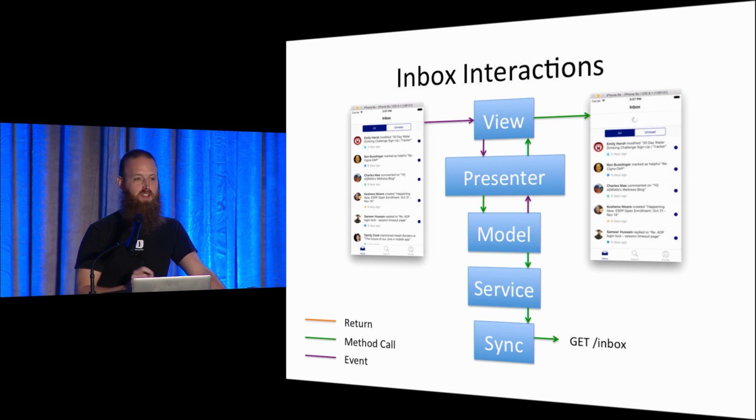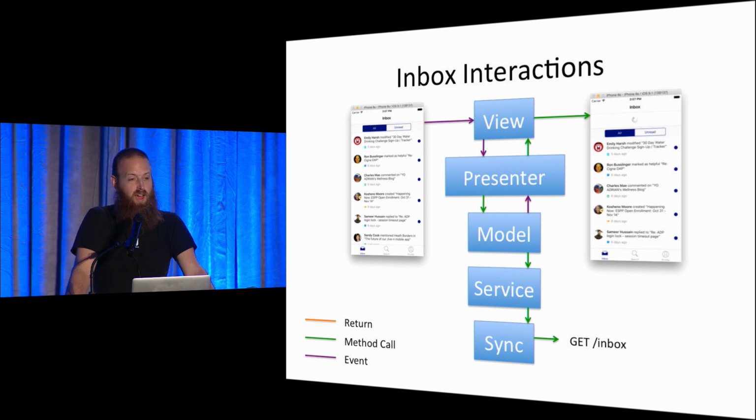The model then immediately issues an event back up to the presenter to say, okay, our state has changed. We are now refreshing the inbox. And that in turn causes the presenter to tell the view, put your view in inbox refreshing mode, and that's what you see there on the right, where the refresh control is now visible.